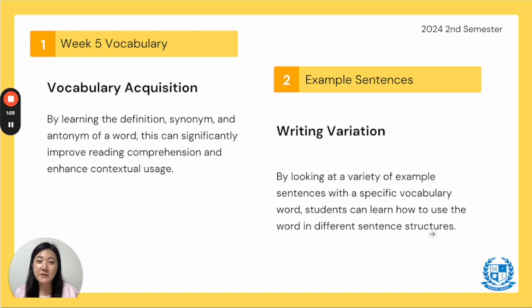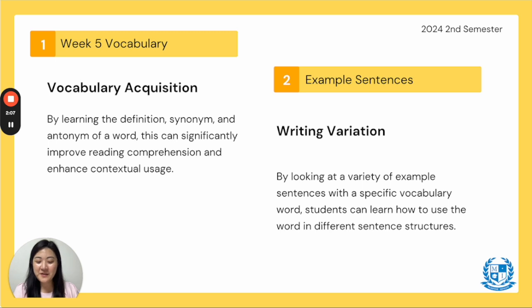First, this is to help with your vocabulary acquisition by learning the definition, synonym, antonym, and part of speech of a word. This can significantly improve your reading comprehension and enhance your contextual usage. Next, we'll be going over extra example sentences, and this is to help with your writing variation. By looking at a variety of example sentences with one specific vocabulary word, students can learn how to use the word in different sentence structures and, in the end, make your writing a bit more interesting.